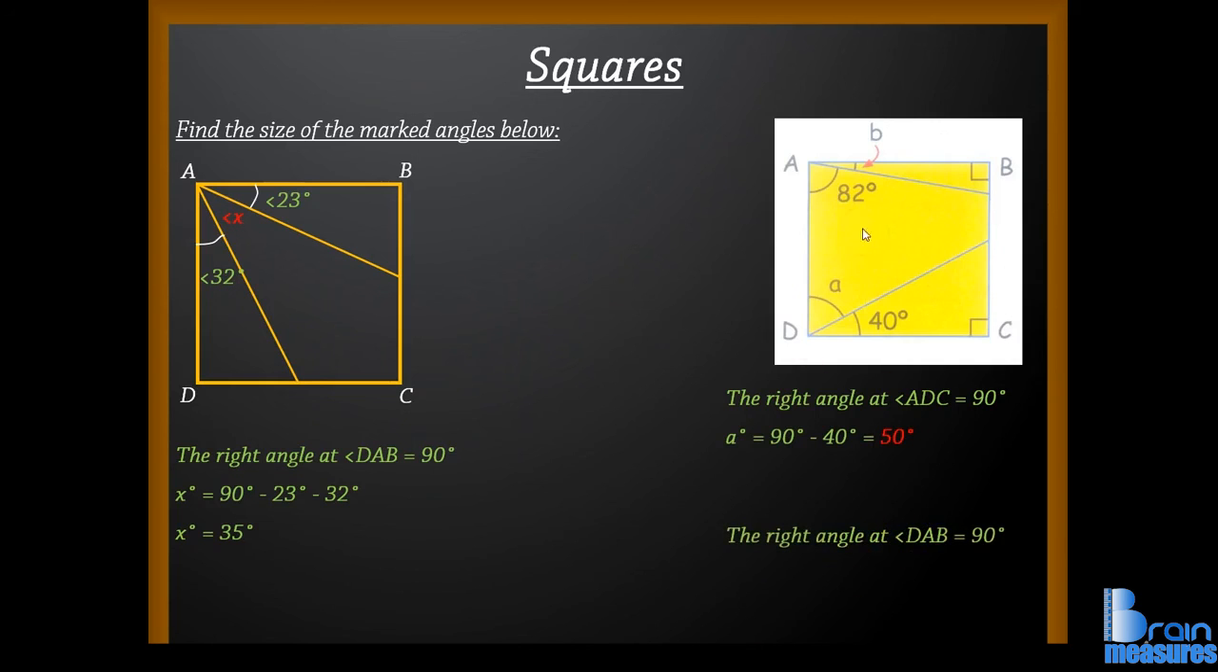The angle at DAB is 90 degrees. And we know that this is 82. So how much is this? B equals 90 minus 82 equals 8 degrees.